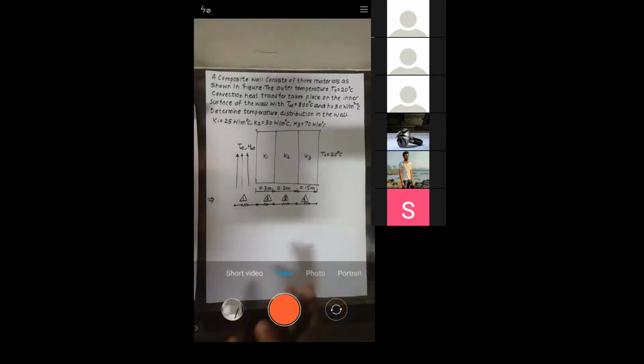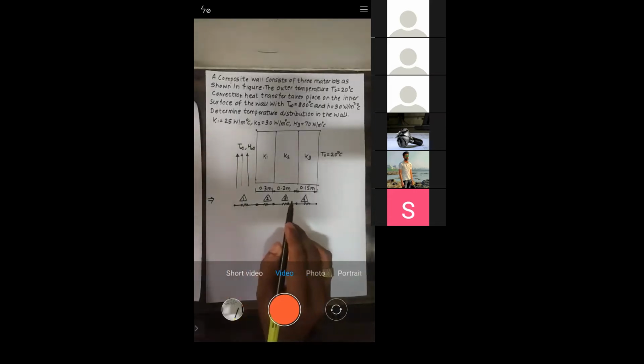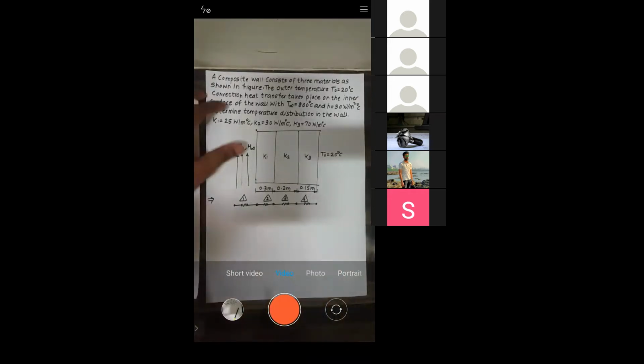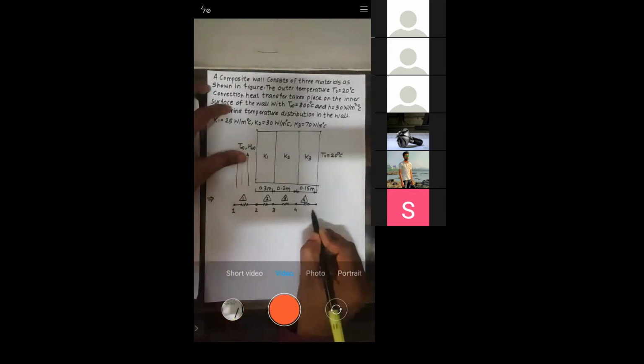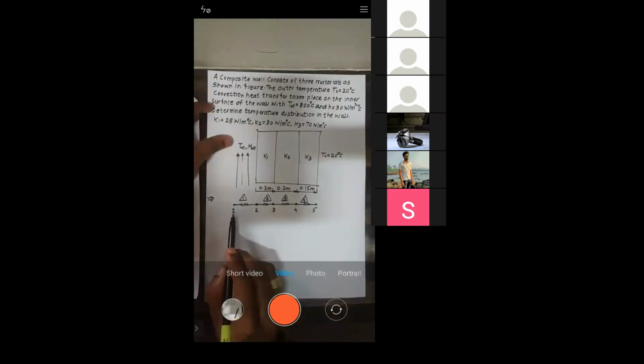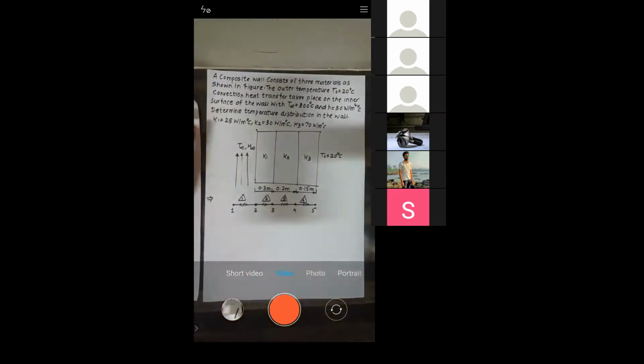See, for convection, you don't have a thickness. For the heat transfer to take place by convection, you don't require thickness. Right? Clear? So this is element number 1, element number 2, element number 3, element number 4. I will assign node number 1, 2, 3, 4, and 5.